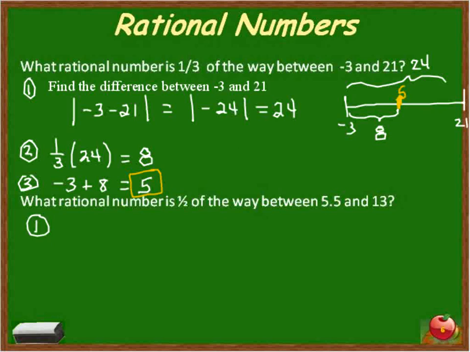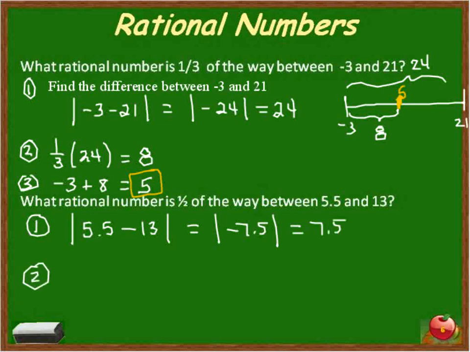So what we're going to do is we're going to find the distance between 5.5 and 13. And again, it doesn't matter if I do, because I'm doing the absolute value. So I'm doing the absolute value of 5.5 minus 13, or I can do the absolute value of 13 minus 5.5. It really doesn't matter, because you're going to get the same result. It's going to be the absolute value of -7.5, which is a positive 7.5. These are our 3 steps here.